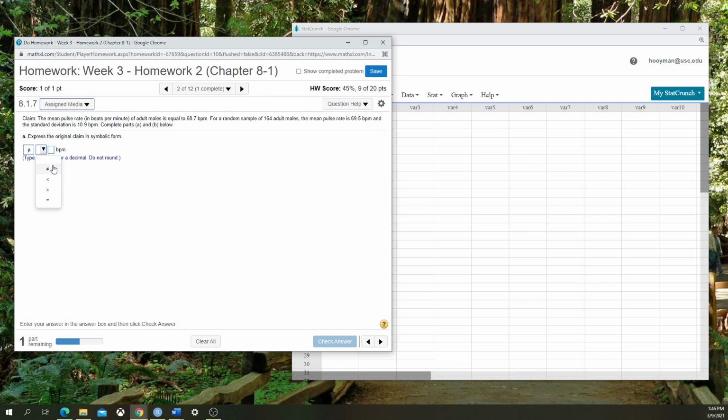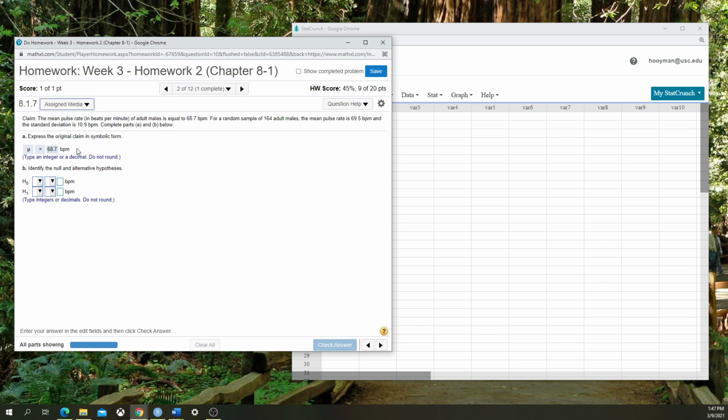Now we have different operators here: not equal to, greater than, less than, and less than or equal to, greater than or equal to. The claim is that it is equal to 68.7. Whoops, that's not correct. That's correct. Good job.